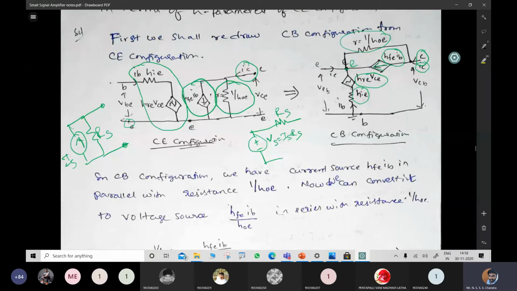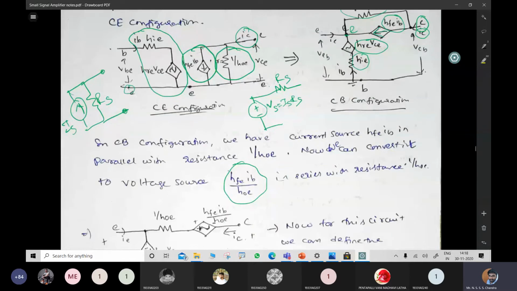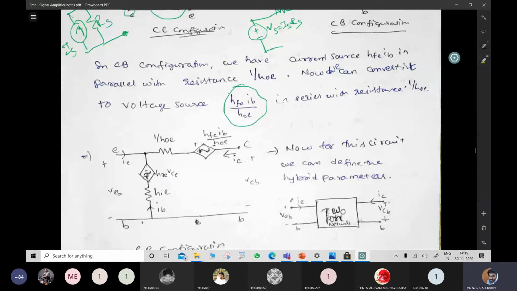Here the current source value is HFE into IB, and the resistance value is 1 by HOE. So we'll be multiplying HFE IB into 1 by HOE. The voltage source that we are going to get is HFE into IB by HOE, in series with the resistance 1 by HOE. So we need to redraw this circuit diagram. Instead of the parallel branch, we are getting a series branch, in which we have the dependent voltage source whose value is equal to HFE into IB by HOE, and the series resistance is 1 by HOE.